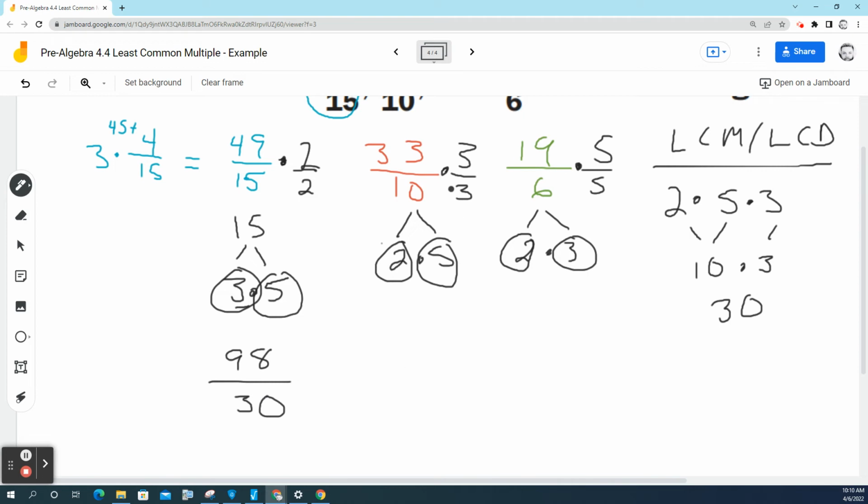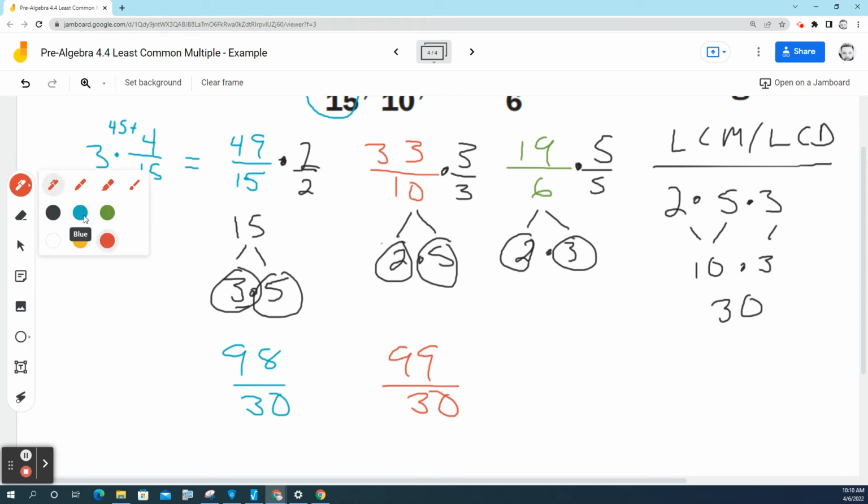Yep. And then this one becomes, well, let me write it in a different color so you know what we're doing. So this becomes 98 over 30. The next one, what's 3 times 33? 99, right? So this becomes 99 over 30. And then what is 5 times 19? That's a tough one. What's this times this? 95, right? 95.